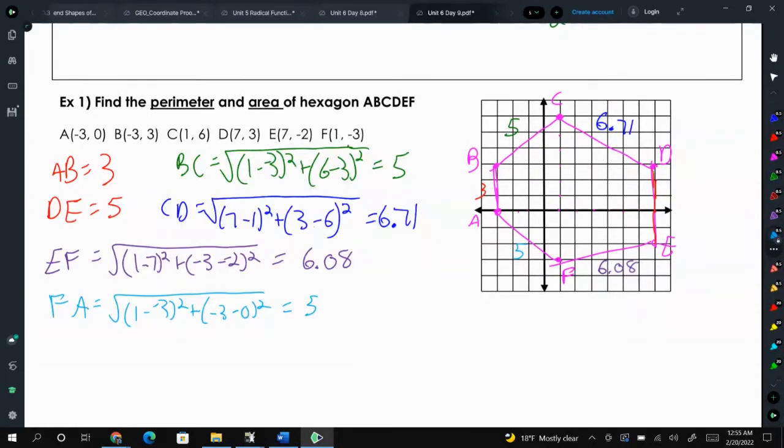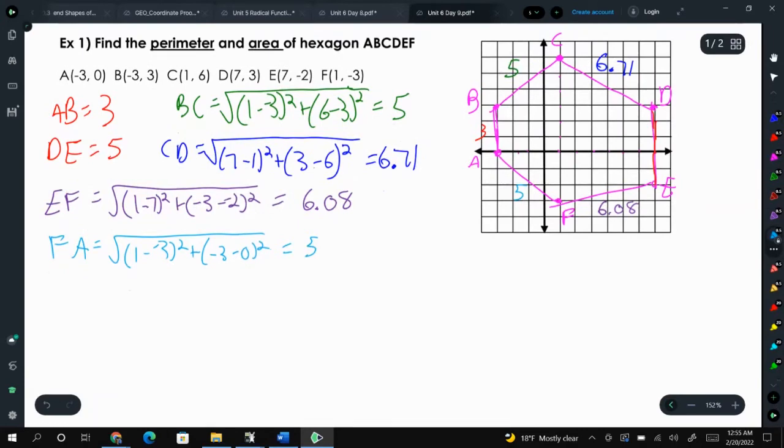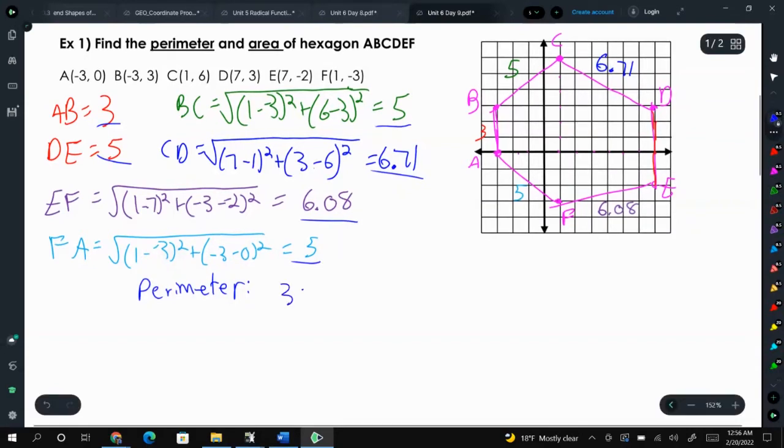All right, so there are the distances for all the sides of this hexagon. So the perimeter is going to be all of these added up. 3 plus 5 plus 5 plus 6.71 plus 6.08 plus 5, which gives you 30.79. So the perimeter shouldn't be difficult to do. It may just be tedious.